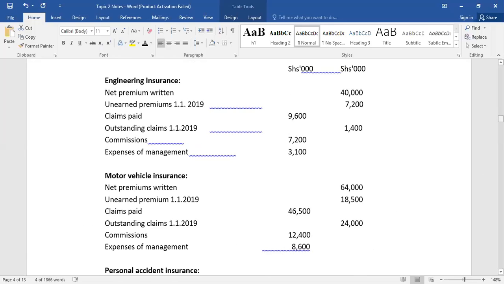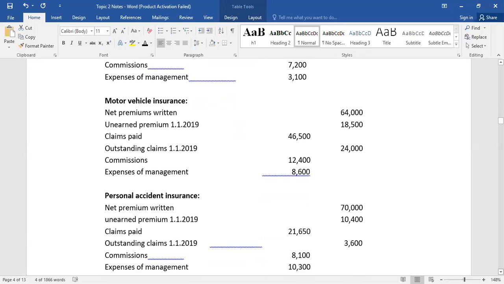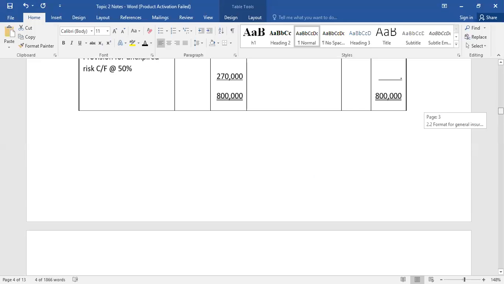I think the examiner is doing this deliberately to make the work of the student easy. So we have the net premium written in all the segments. We have the unearned in all the segments. So it's very easy. I want us to go ahead and prepare the accounts. I want you to go through the question.